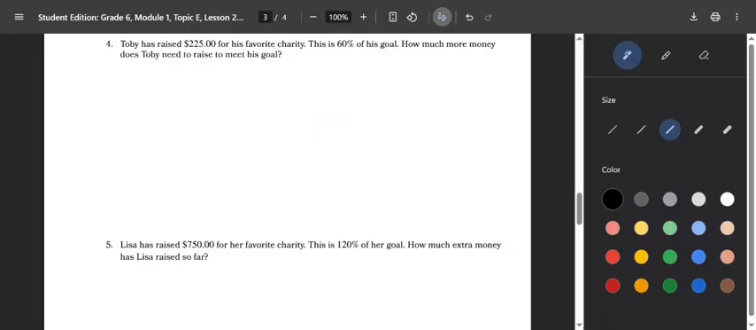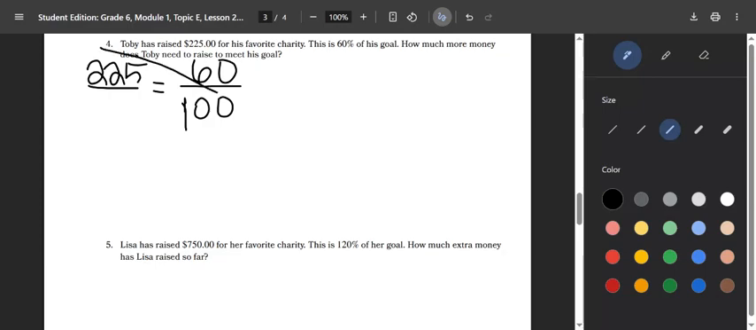All right, so part over whole equals percent over 100. It says he's raised $225 for his favorite charity, and this is 60% of his goal. So it's not 100% of his goal, it is 60% of his goal. Percent goes over 100. 225 is the part. We need to find the whole, cross multiply, and divide.